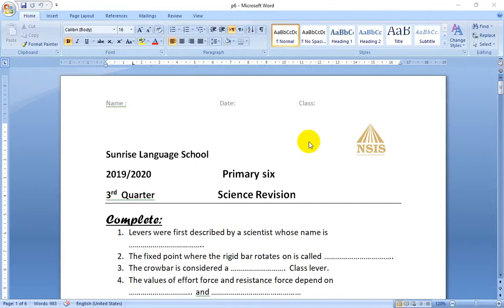Let's get started. The first type of question, complete. Question number 1. Levers were first described by a scientist whose name is, what is the name of this scientist? Is Archimedes. In English we call it Archimedes.